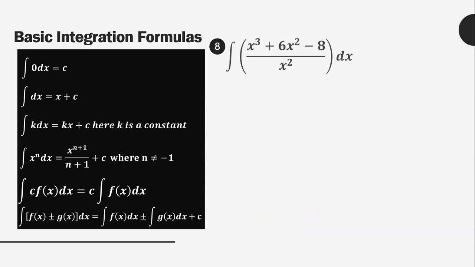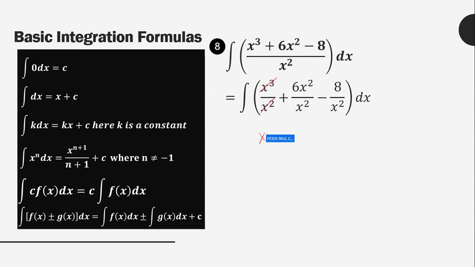Number 8, what if it is an integral of x cubed plus 6x squared minus 8 over x squared dx? So notice that we can actually divide x squared with each value. So it becomes the integral of x cubed over x squared plus 6x squared over x squared minus 8 over x squared. So we cancel here. So that becomes an x. Cancel. That becomes 6 minus 8. We cannot cancel anything here. So we will just rewrite it. So it becomes like that.